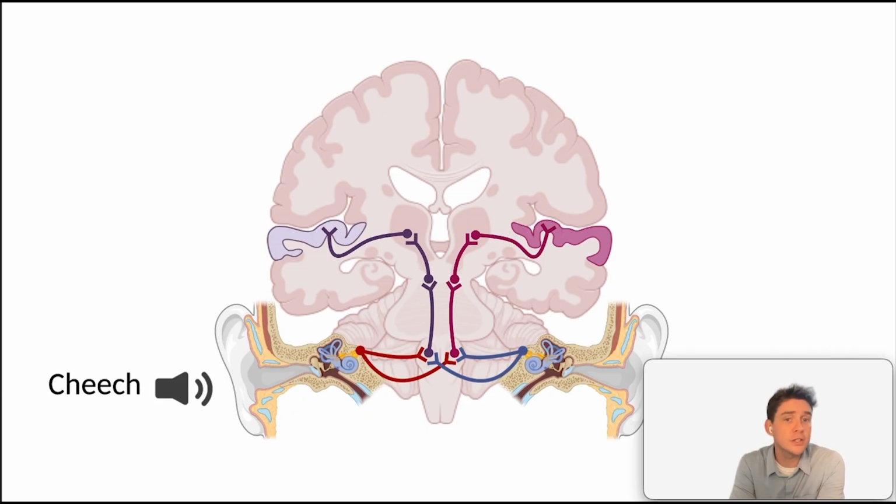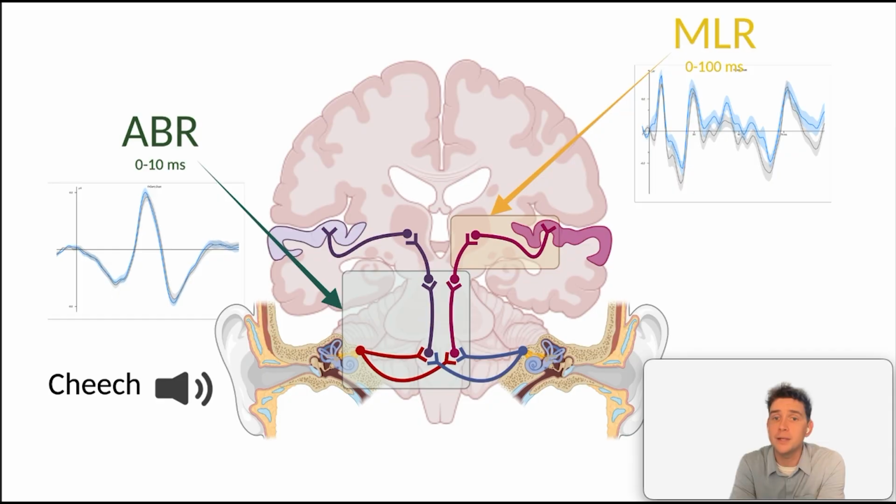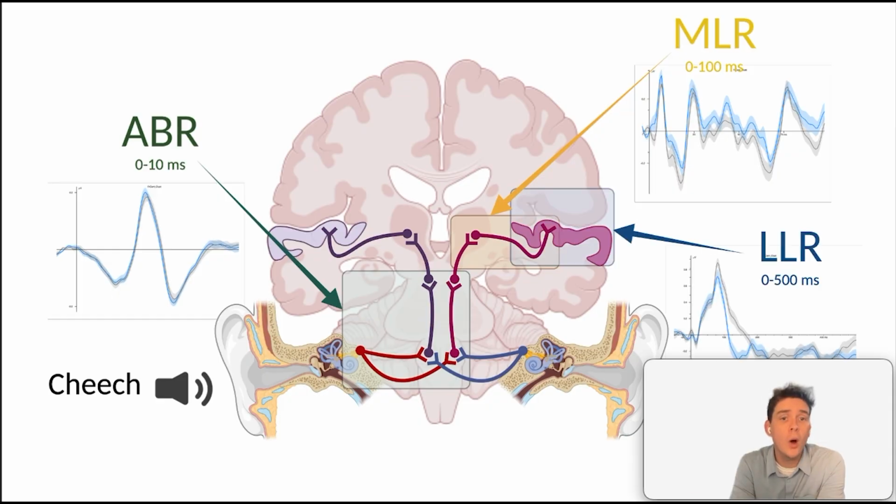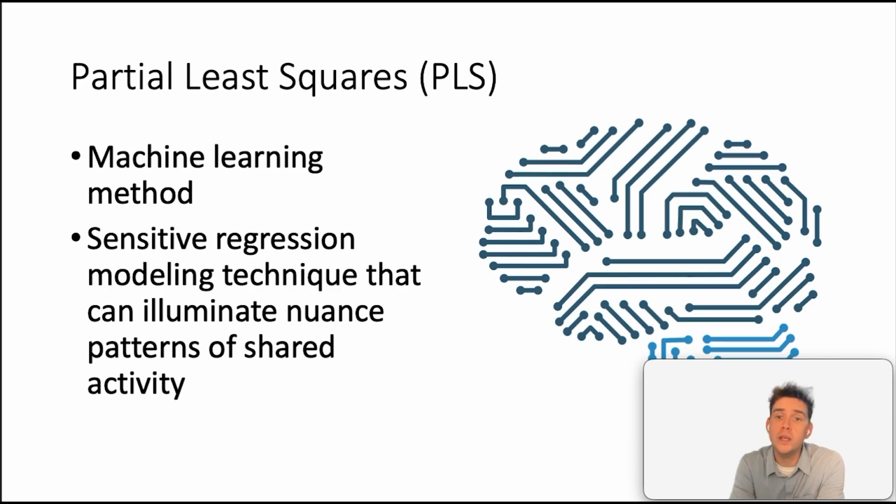This project aims to better understand the functional connectivity between the brainstem, thalamus, and cortex while participants are listening to our novel continuous chirped speech stimulus that we call Cheech. To better understand this interconnected pattern of activity, we use a method called partial least squares, which is a machine learning technique that can help us identify nuanced correlations that will not be detected with other forms of regression modeling.